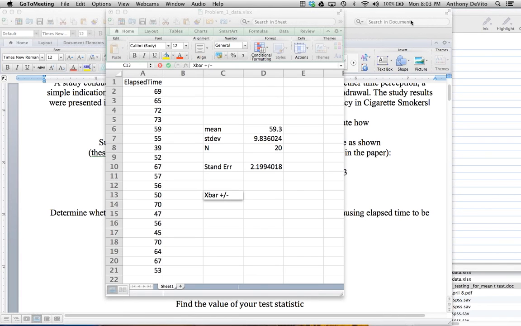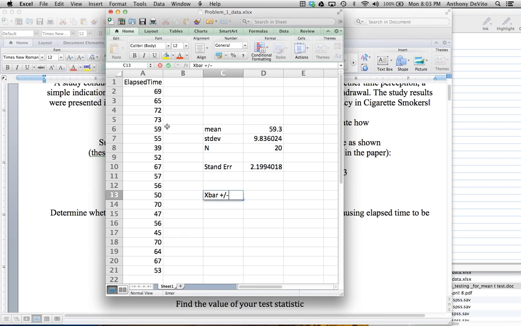Our 95% confidence interval for the amount of time that smokers thought had passed after 45 seconds is going to be equal to the mean of the time that they reported, plus or minus. Now, we're going to have to decide whether to use a z-score here or a t-score. So you guys tell me, which would you use here, z-score or t-score?